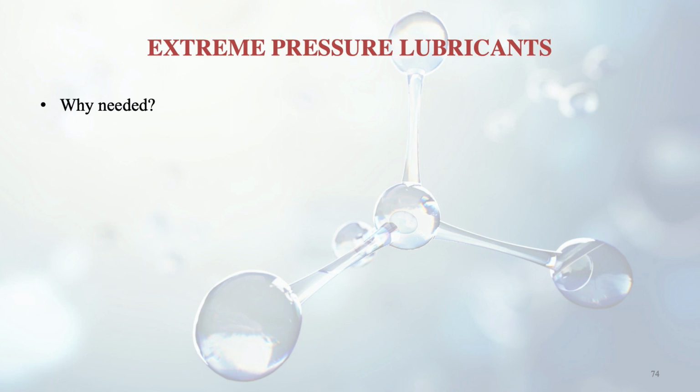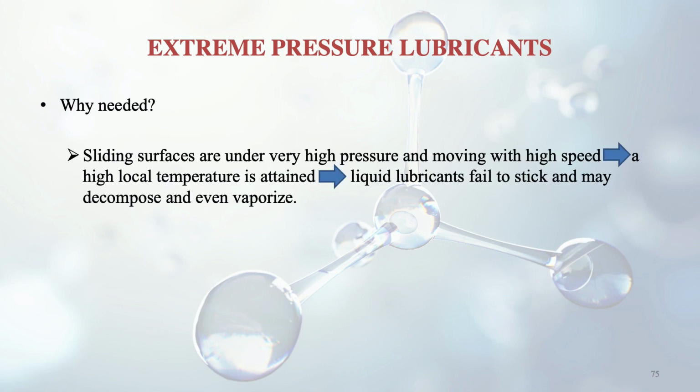So after discussing the first two, the thick film lubrication and the thin film lubrication, we move on to extreme pressure type of lubrication, and why it is needed. There are sliding surfaces which are under very high pressure and moving with high speed. So what will happen? A high local temperature is attained, and this further leads to lubricants which fail to stick, and so they may decompose and even vaporize. So that's why this type of lubrication is needed in such conditions.